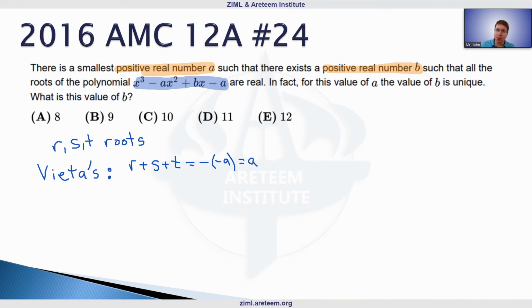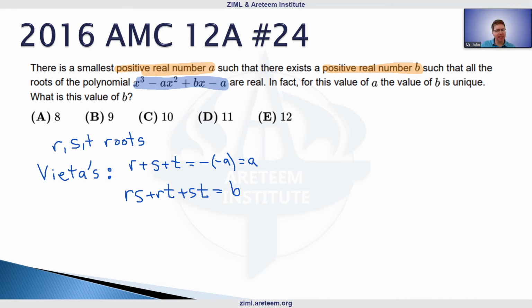So the sum of the roots is a. The product of pairs: we start with adding up all the singles, then we add up all the doubles. So rs plus rt plus st is equal to positive b. So then we have b.